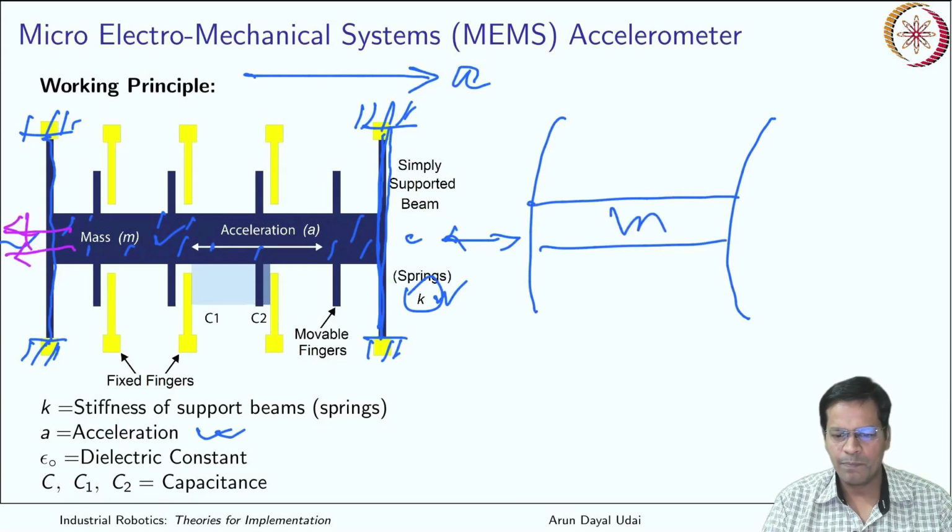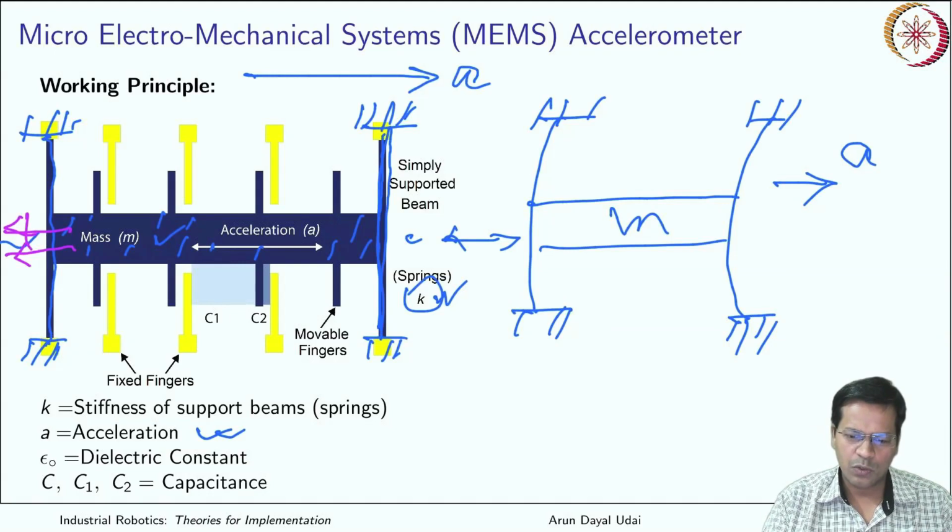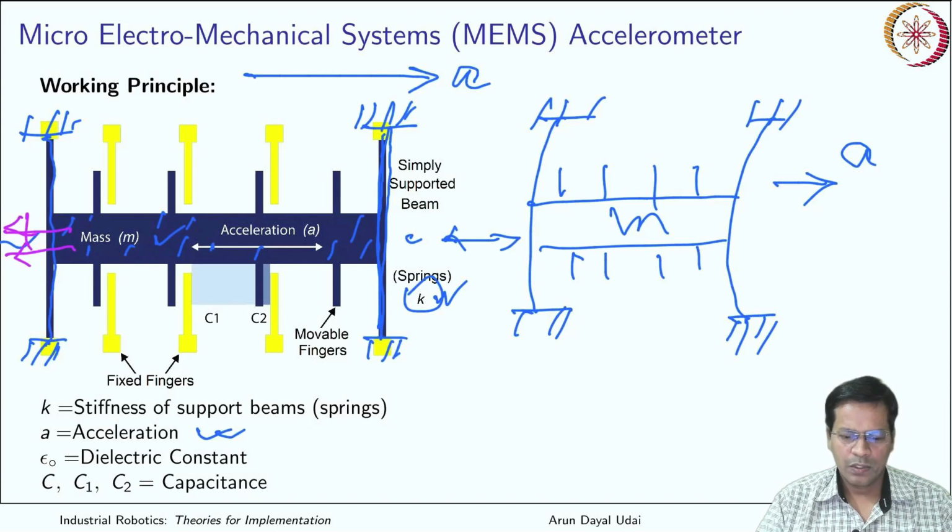This is your mass M. This was initially hung like this. Now when the whole structure is moving with an acceleration A, this is the situation. So the whole comb drive that was there also moves. There were some intermediate fingers which are inserted here, but they are stationary, they are not moving. So what is moving is this blue one which is here.